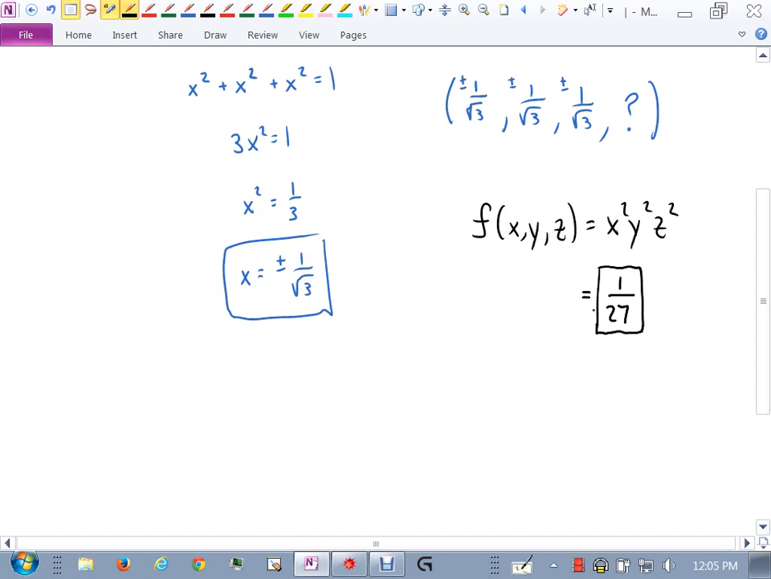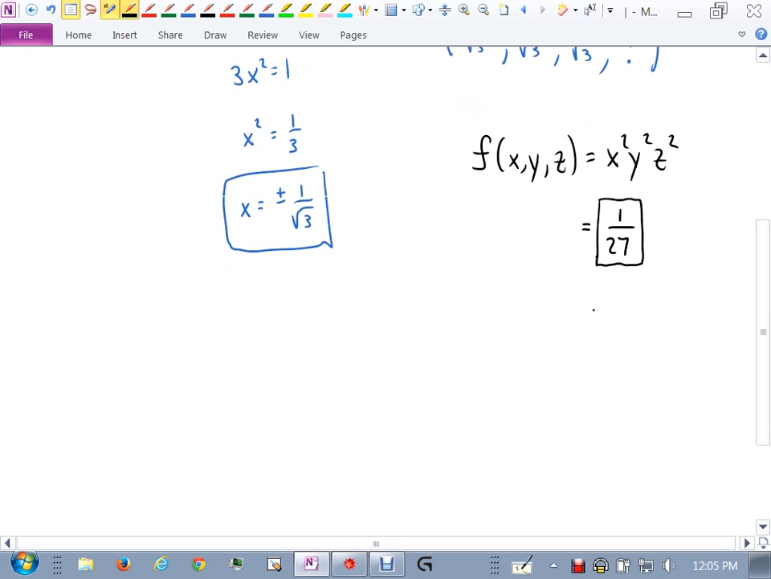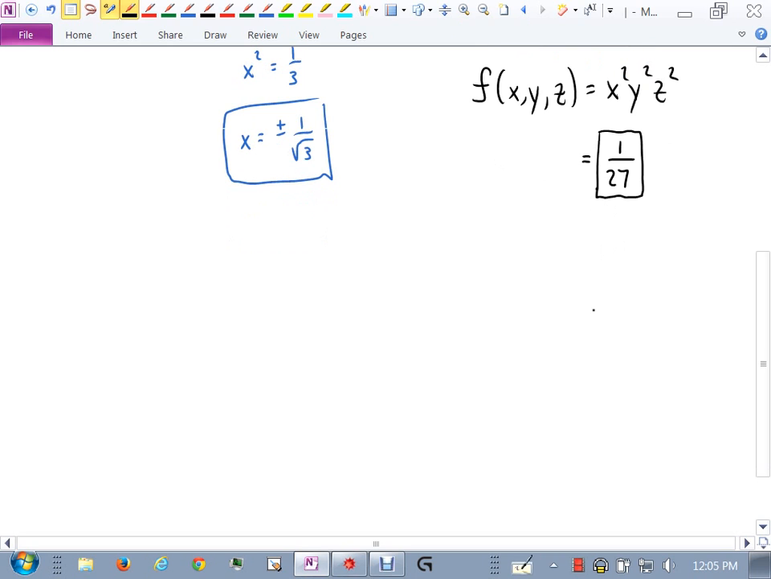Test another point? We could, but it has to live on our constraint. Any point that lives on there, 100, right? So I can test 1, 0, 0. If I test 1, 0, 0, I get f of 1, 0, 0 is equal to 0, which means that this is a max, right?